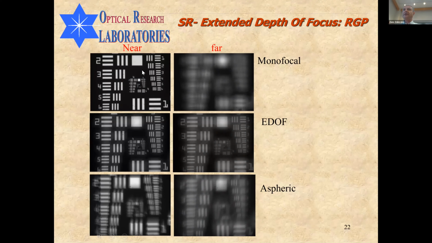This is a monofocal lens, which is good for near, bad for far. An aspheric lens, which is bad for both, and our lens, extended depth of focus, is good for near and good for far imaging objects, and for everything in between near and far.